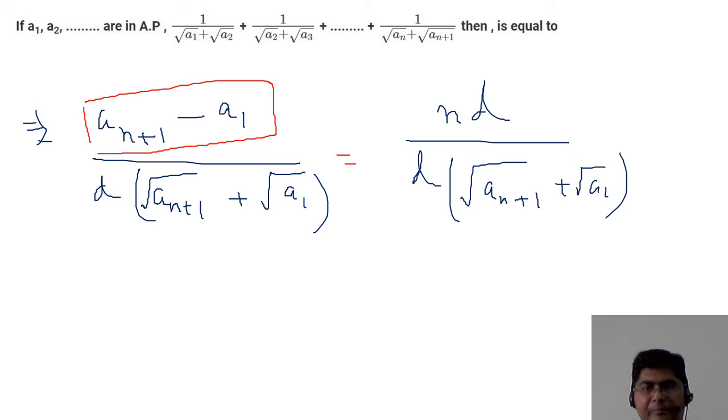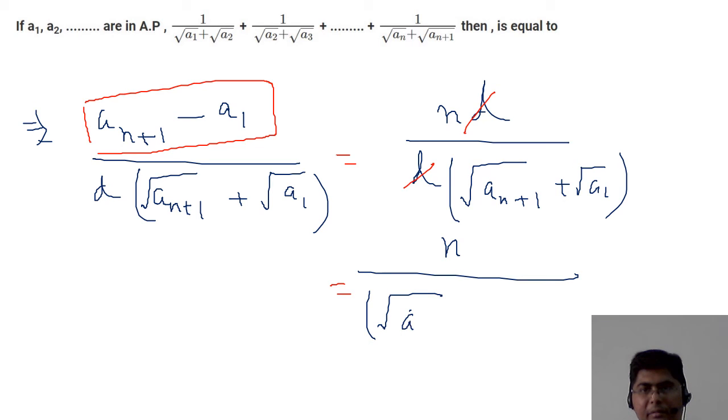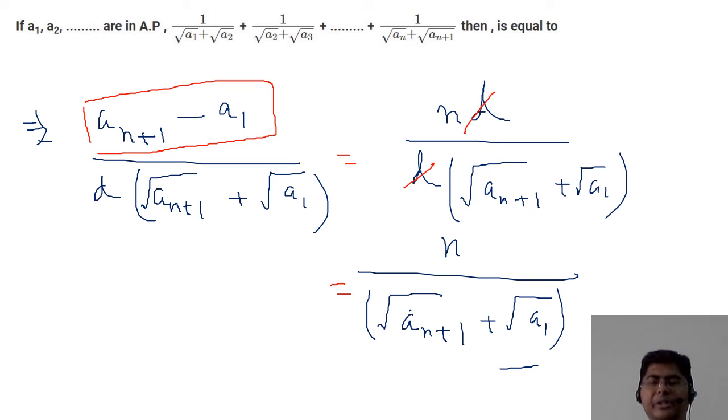Now see, this d and this d are cancelled. So what is our final term? n divided by root over a n plus 1 plus root over a1. This is the answer. Now you can match with your options and you can find out which one is the correct option. So hope this answered your questions. Thank you.